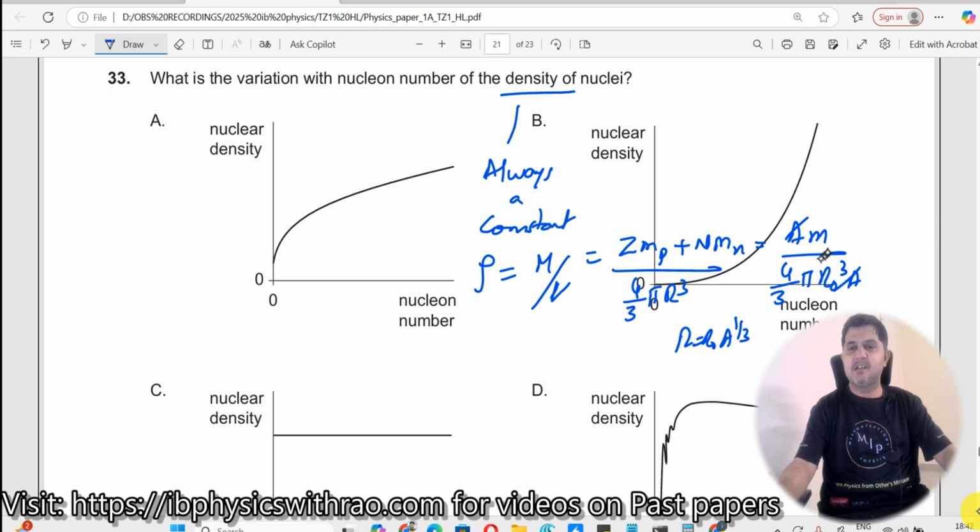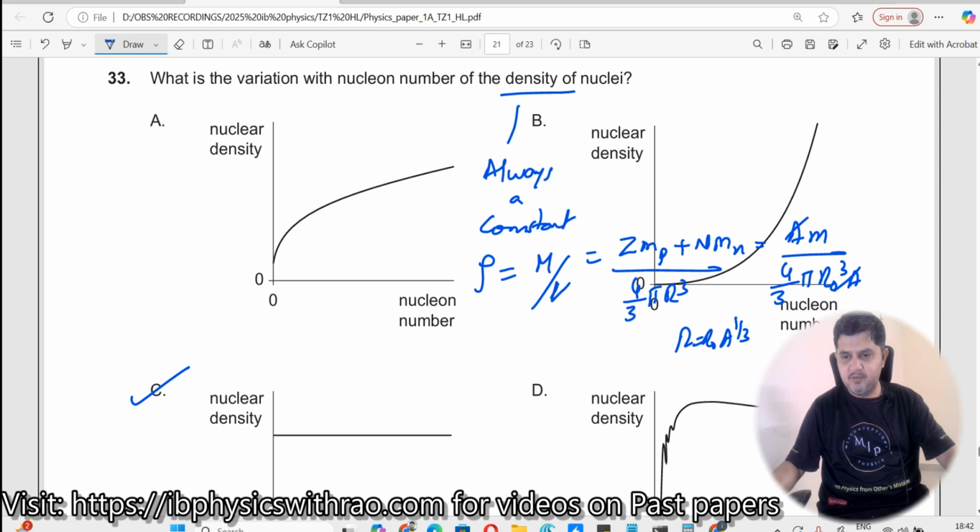A and A go off, as you see here. m, 4 by 3 pi r naught, all these are seen to be constants, and thus nuclear density does not vary with the number of nucleons present in a nucleus. It is always said to be a constant. So based on this, the correct answer is option C.